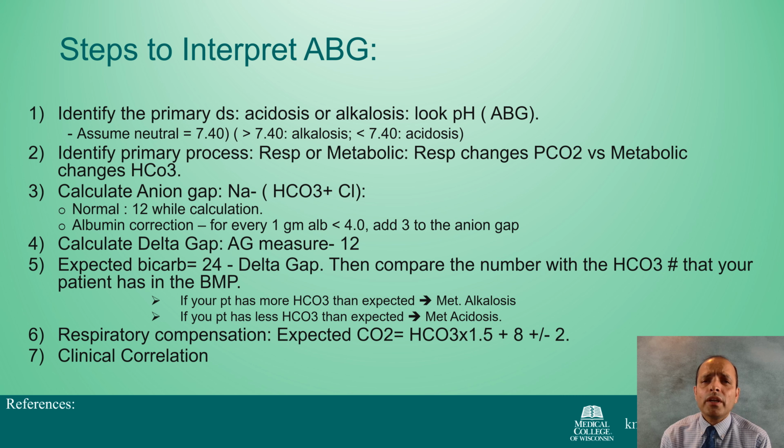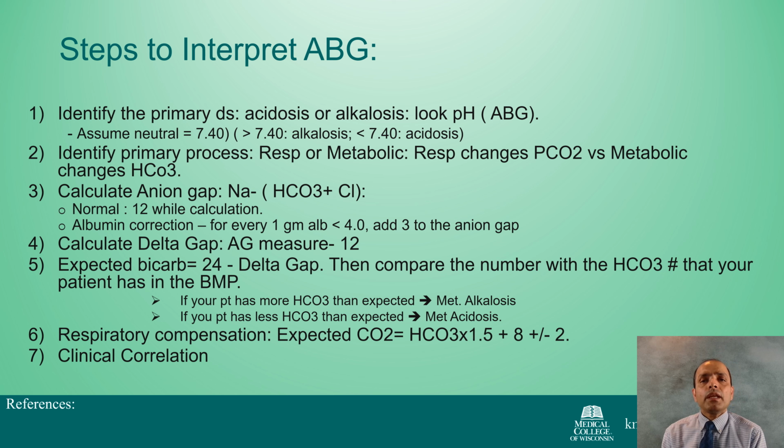Why is delta important? Delta is negatively charged. Since delta is negatively charged, it is going to occupy the same compartment occupied by bicarbonate. So with that degree of acidosis, with that degree of delta in the system, the expected bicarbonate is going to be low. How low? Normal bicarbonate is 24. 24 minus delta is going to give you the expected bicarbonate for that degree of acidosis.